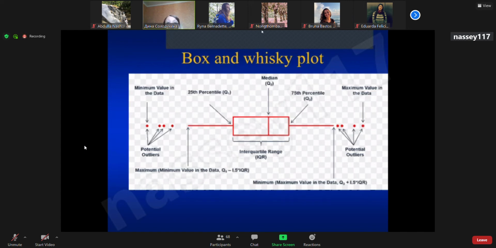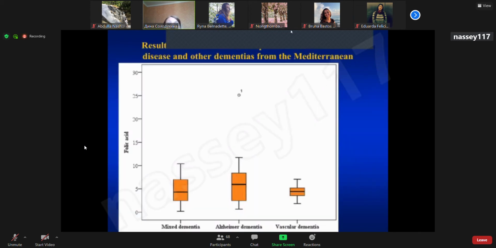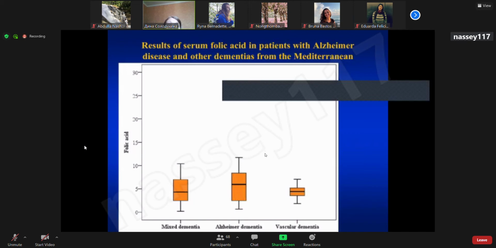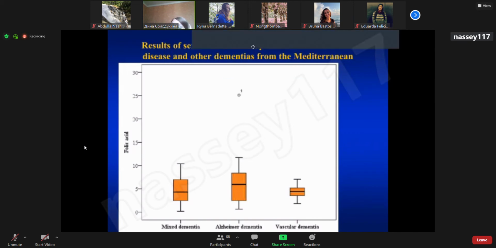For example, here are results of serum folic acid in patients with Alzheimer's disease and with other kinds of dementia from the Mediterranean. You see that folic acid concentration varies a lot in people with Alzheimer's disease, vascular dementia, or mixed dementia. That can be used for screening of people or for making a diagnosis. But what is important is that in vascular dementia, the folic acid is low and variation is also very low. In Alzheimer's patients, variation is very high.